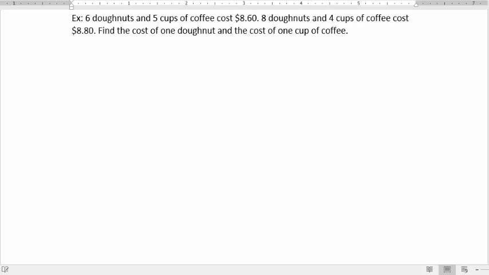So the example that I have here is 6 donuts and 5 cups of coffee. So a little of this and a little of that cost 8.60, and then at the same time, 8 donuts and 4 cups of coffee cost 8.80. So right there in the yellow and the green, you can see the two different equations that I'm going to come up with. Find the cost of one donut and the cost of 1 cup of coffee.